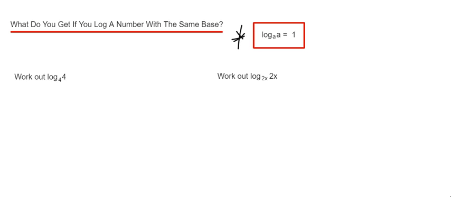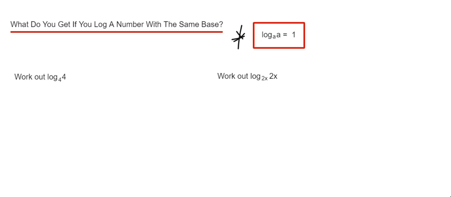Hi guys, so I'm going to show you a couple of quick examples of what happens when you log a number with the same base as the number that you're logging. So if we just look at the bit in the red box, then log base a of a is equal to 1. So if we log a number with the same base as the number, then the answer is always going to be equal to 1.